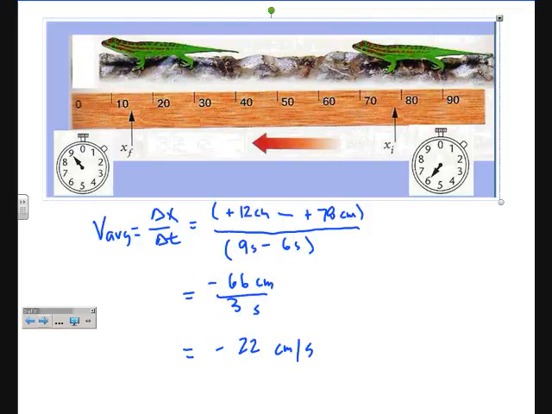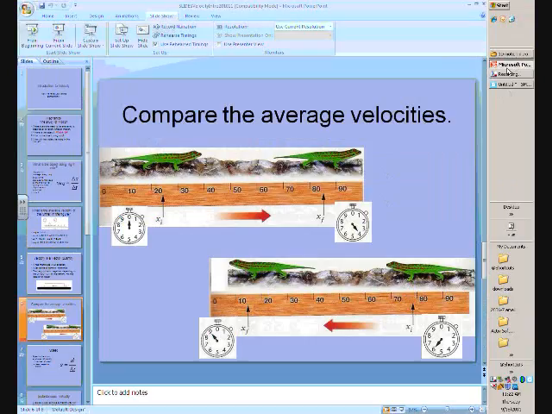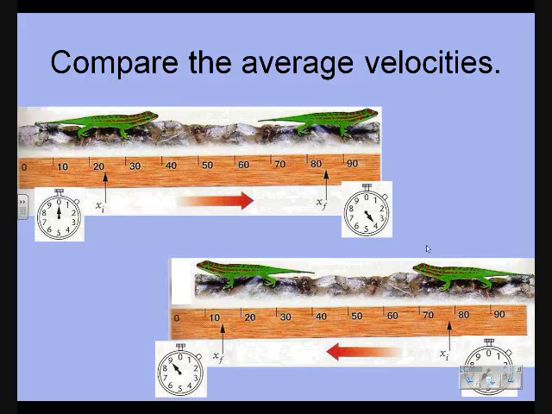From the pictures, you can see that these two geckos are moving in different directions. One's going to the right, one's going to the left. In one dimension, we distinguish that with the positive sign on one, the negative sign on the other.